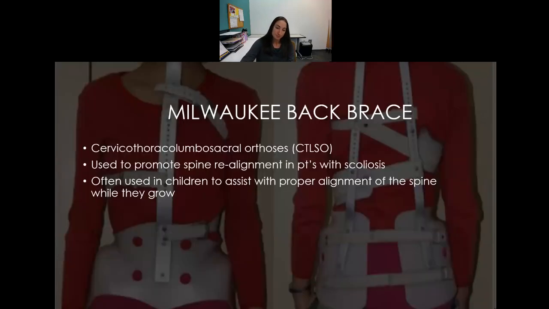A Milwaukee back brace, this is for scoliosis. It's also called a CTLSO, or cervicothoracolumbosacral orthosis. Say that three times fast. Cervicothoracolumbosacral orthosis. Used to promote spine realignment in people with severe scoliosis. It's often used in children, trying to get them in a good position as their spine is growing. That is the Milwaukee back brace.